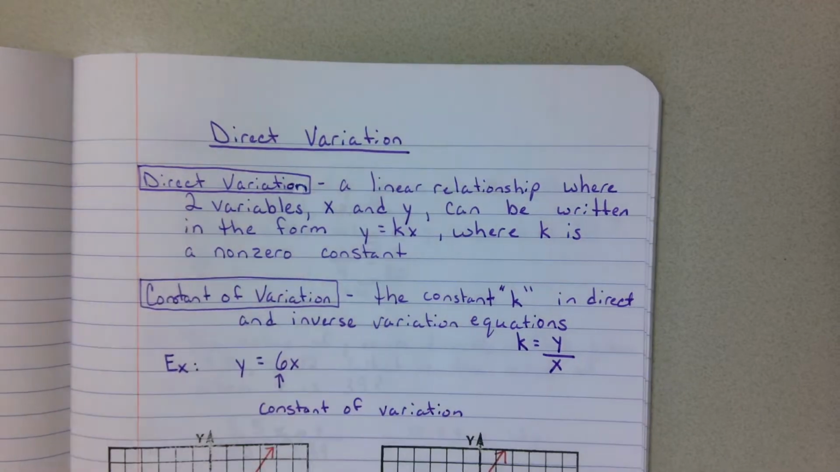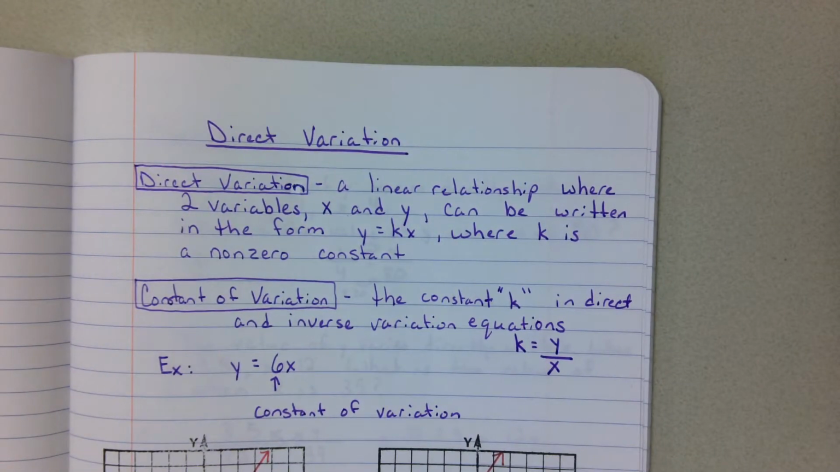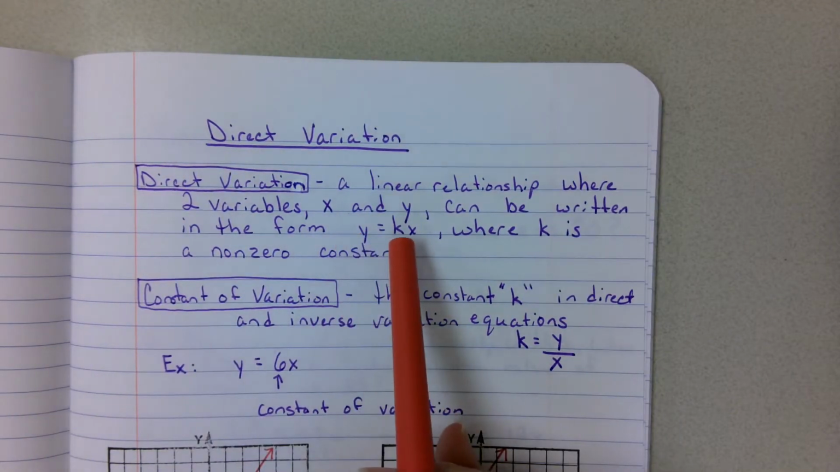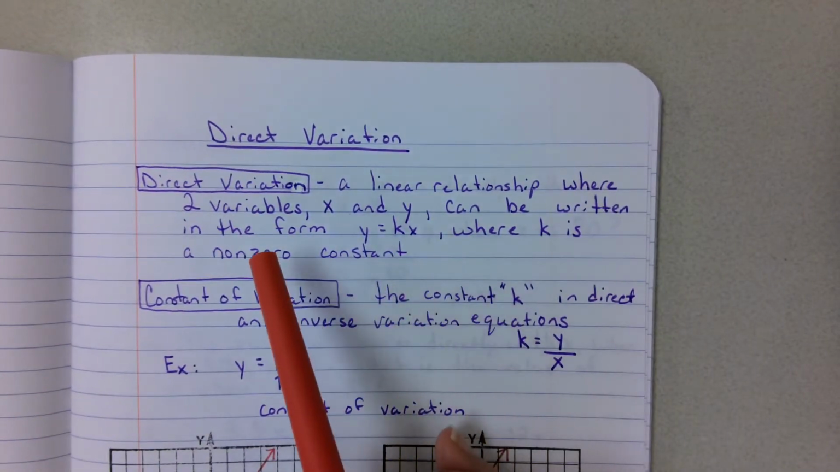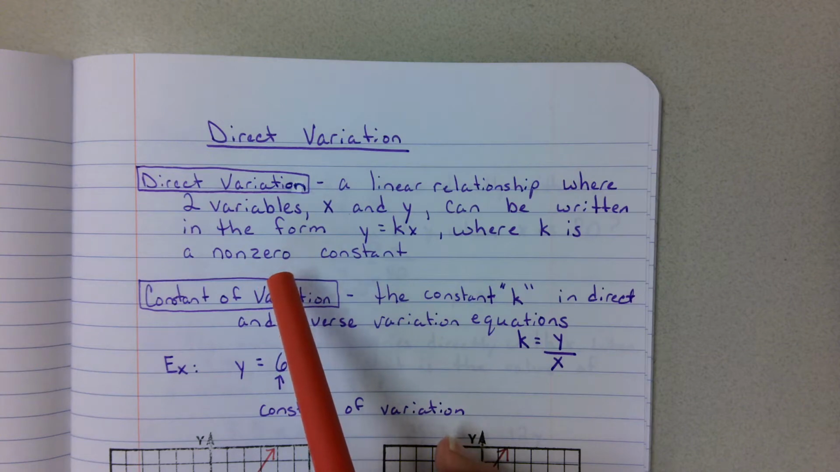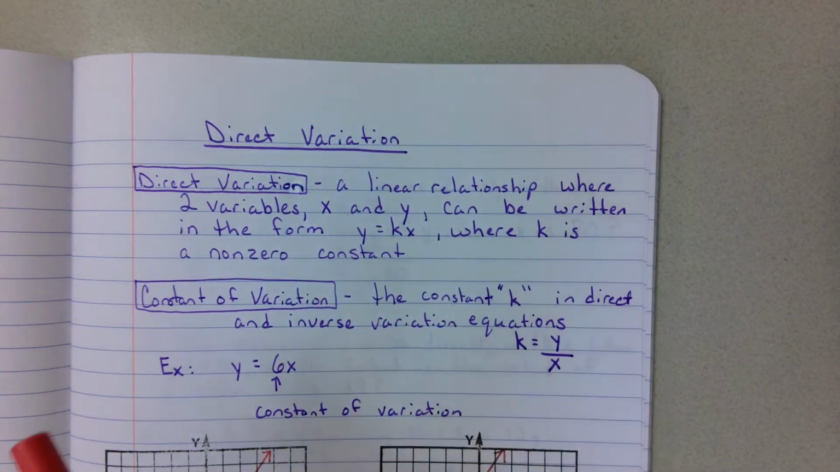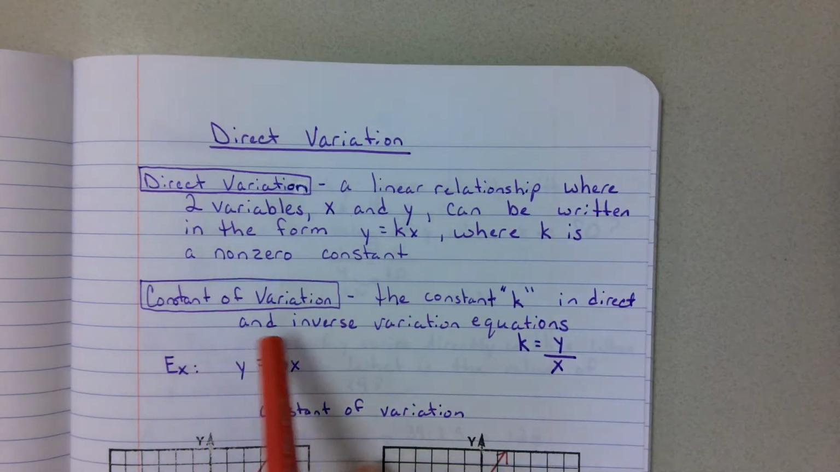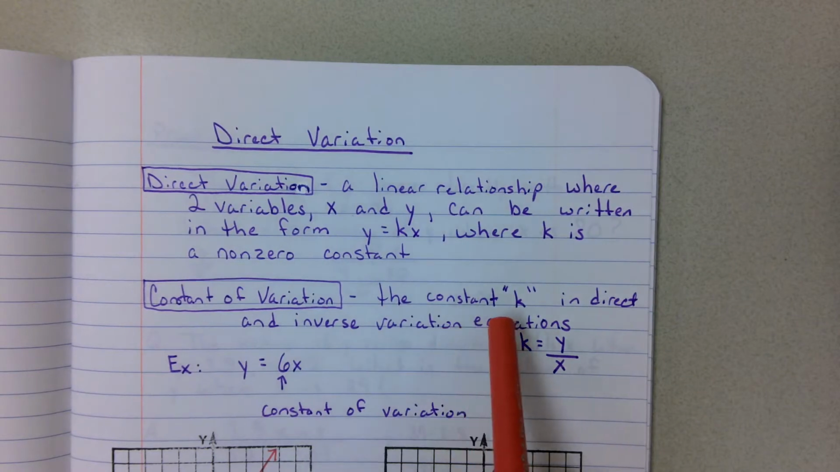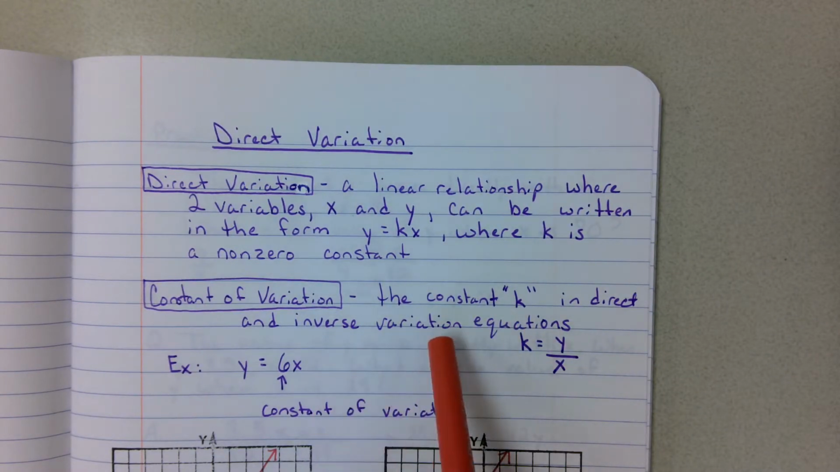Direct variation is a linear relationship where two variables, x and y, can be written in the form y equals k times x, where k is a non-zero constant, so some number other than 0. The constant of variation is the constant k in direct and inverse variation equations.